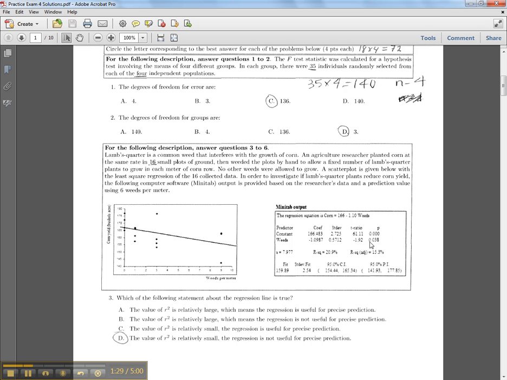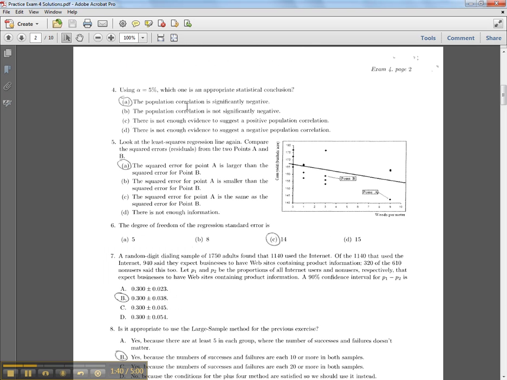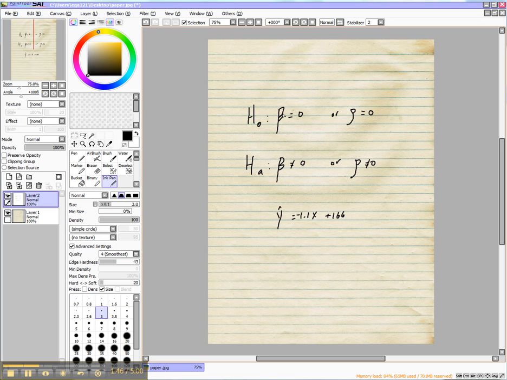Then the other thing that you need to look at after you recognize what the null and alternative hypothesis is, you look at the p-value. The p-value is 0.038, and if you're comparing it to 0.05, 0.038 is smaller than 0.05, so that means you're rejecting the null. And again, the null is saying that there is no relationship, that there's no slope, or there's no rho. But there is. It's a negative 1.1x. So your p-value supports that, and your regression line supports that. But all you really need to show is that your p-value is small.